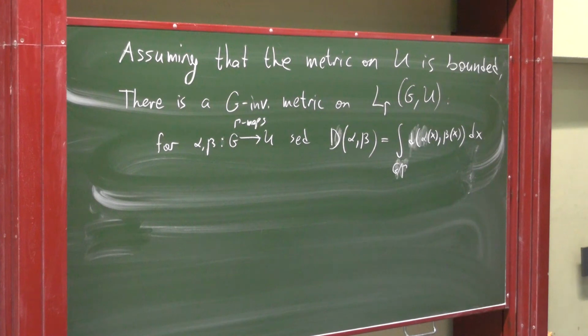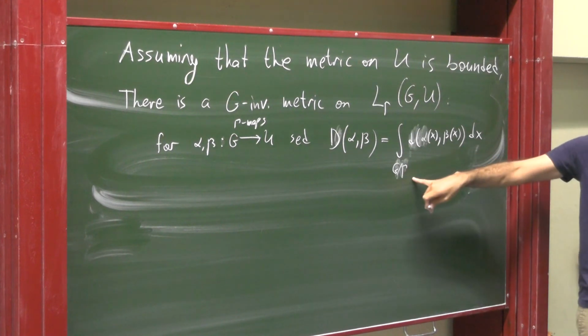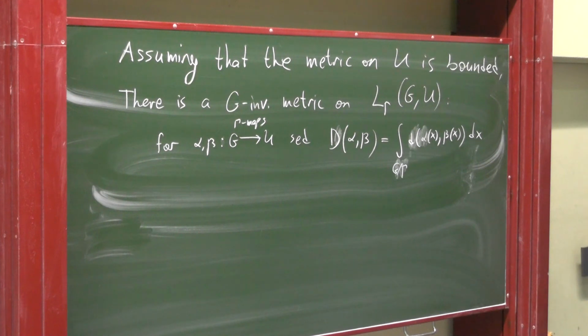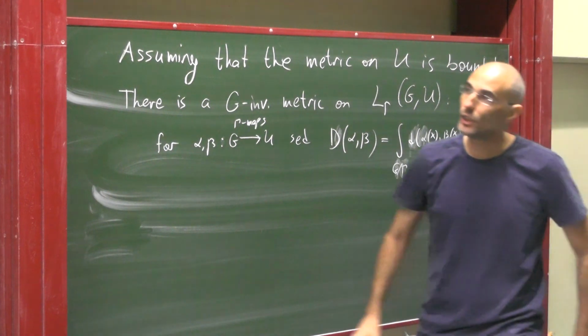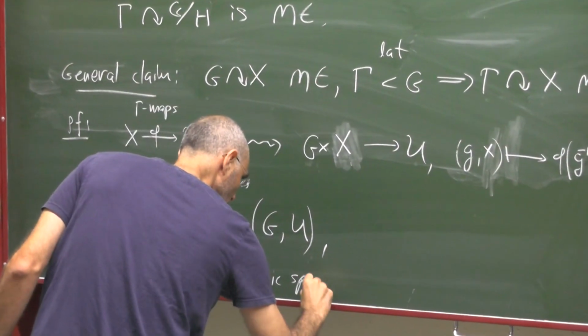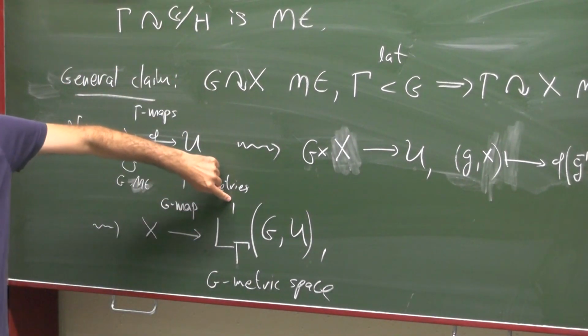This is bounded by 1, and this is a probability space. So this guy makes sense. So this big D is a G metric space. Maybe I should write 1 here to denote that this big D is the L1 metric.